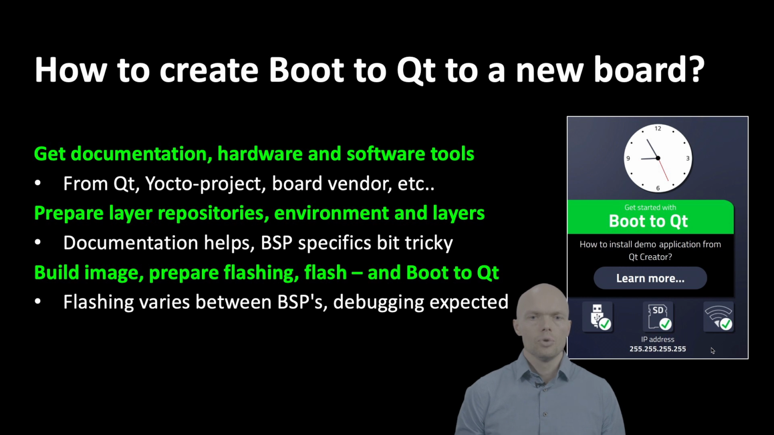Then, how to create a Protocute for a new board, a new target board. Initially, first steps, what do you need to do? Get the documentation, find the right target hardware, and check that the requirements of the hardware match the system requirements of the Protocute and Yocto-project. And then gather the software tools, all the way from the kit tools and etc., if you're missing those.